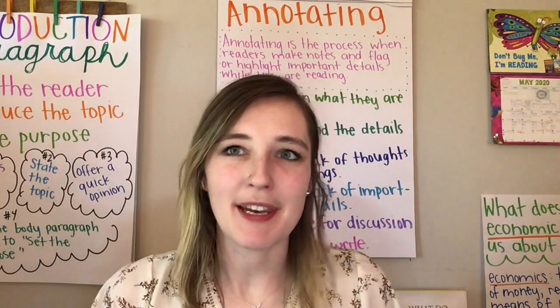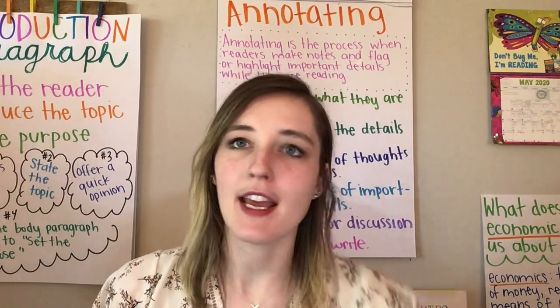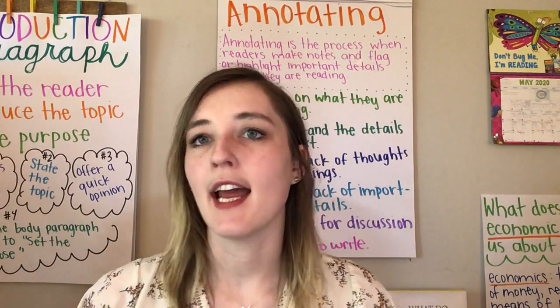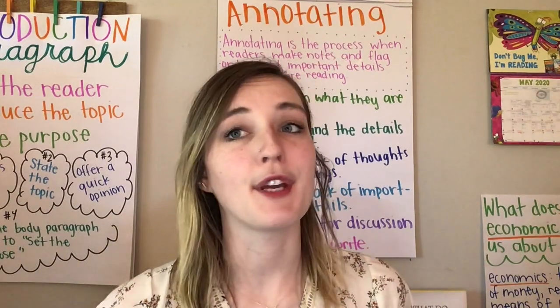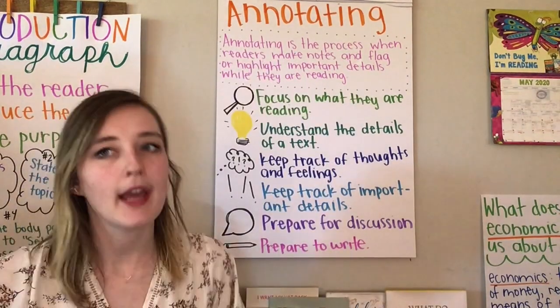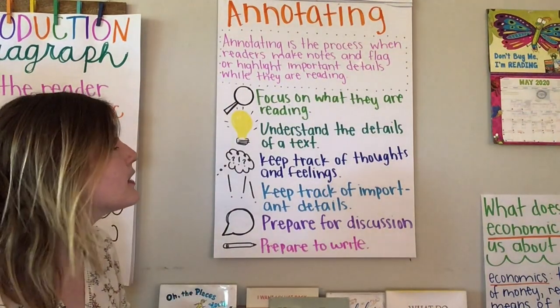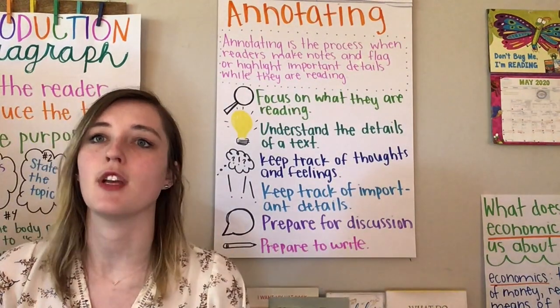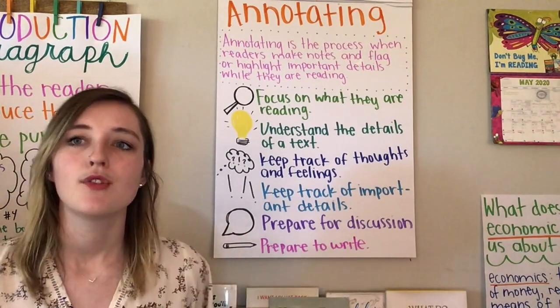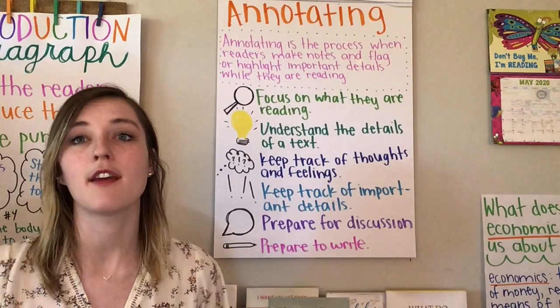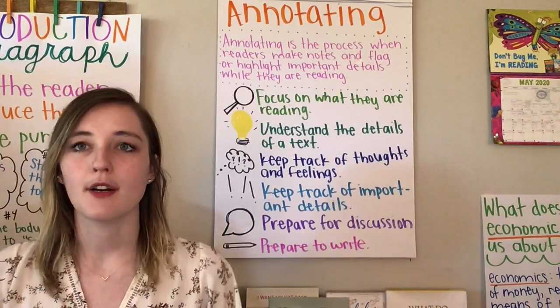We're almost done with these mini lessons, and today what we're going to focus on is annotating, something that we've talked about before, but I just want to cover it again and then we'll get into the lesson. Alright, so let's get into what annotating is. Annotating is the process when readers take notes and flag or highlight important information while they are reading. So this is where when we look at our text, we mark it up. We flag it, we underline, we highlight, we look for things that are important.